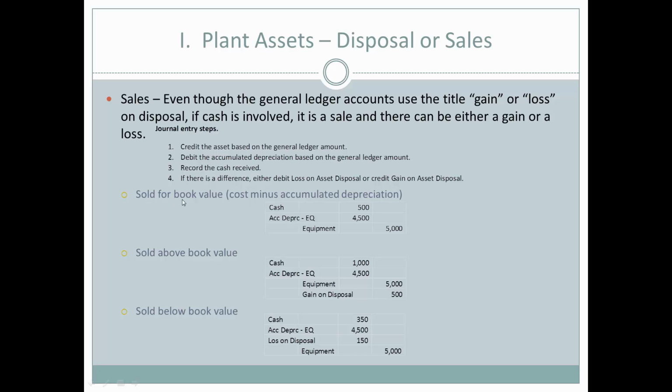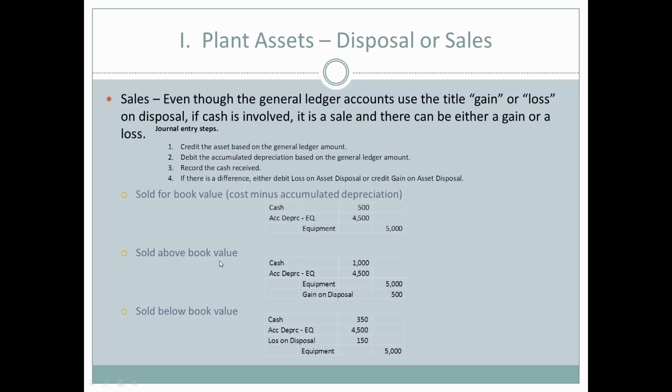So let's look at something where we sell the asset for book value. So we have equipment on our books of $5,000, accumulated depreciation on the equipment of $4,500. We receive cash in the amount of $500, which also equals our book value. And so this would be no gain or loss recorded on the sale of this asset.